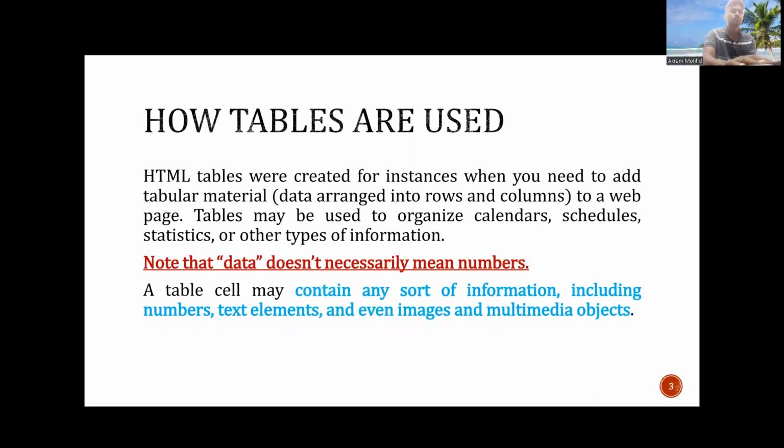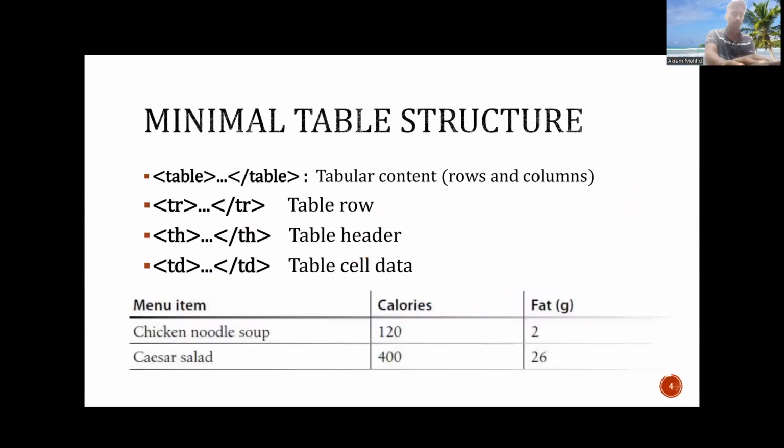How tables are used. HTML tables are created, for instance, when you need to add tabular material arranged into rows and columns to a web page. Tables may be used to organize calendars, schedules, statistics, or other types of information. Note that data doesn't necessarily mean numbers. A table cell may contain any sort of information, including numbers, text elements, even images and multimedia objects.